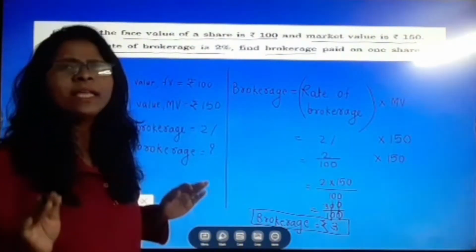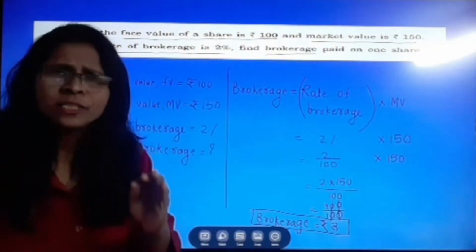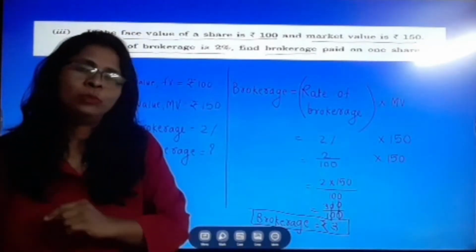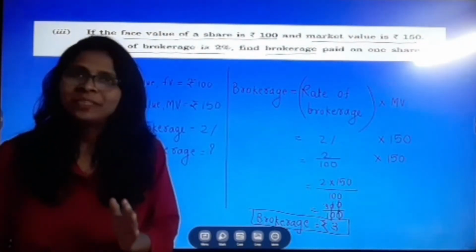Okay students, very simple question, and that simple question is based on the formula. So you should know the formula.